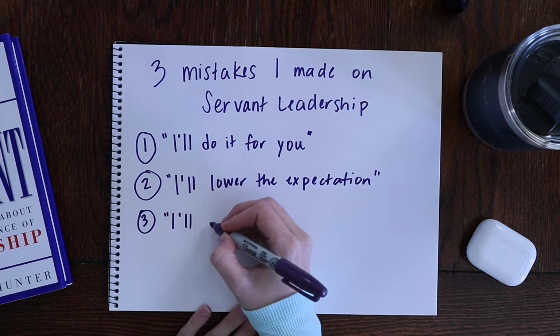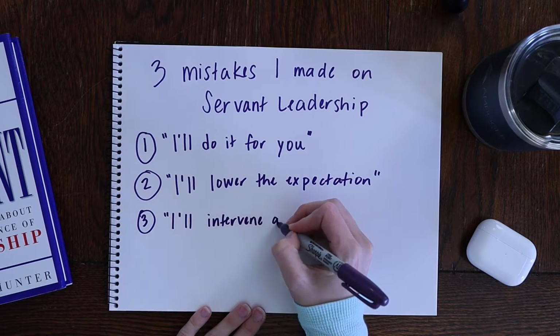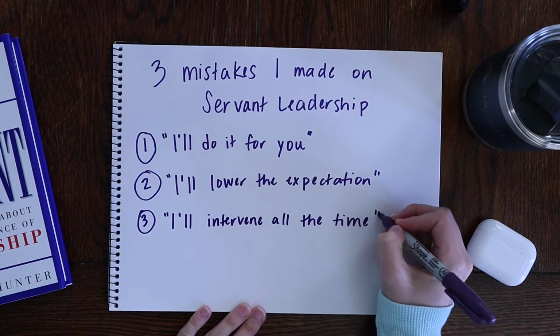Okay, the third mistake here is servant leadership is not, I'll intervene all the time. This was the hardest lesson for me to learn. Okay, so let's say you've got two different teams and they have a conflict. And as a servant leader, this looks like an obstacle in their path to executing their work. And so you might be tempted to intervene and mediate this problem between the two teams. But that's not what servant leadership is about.